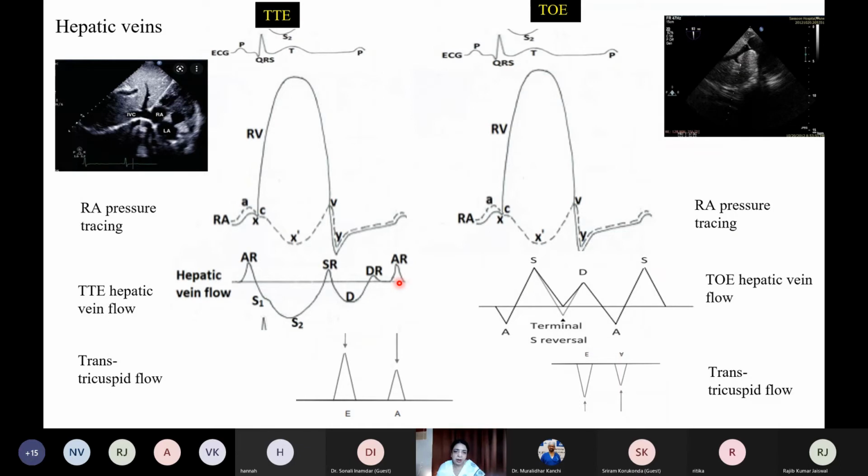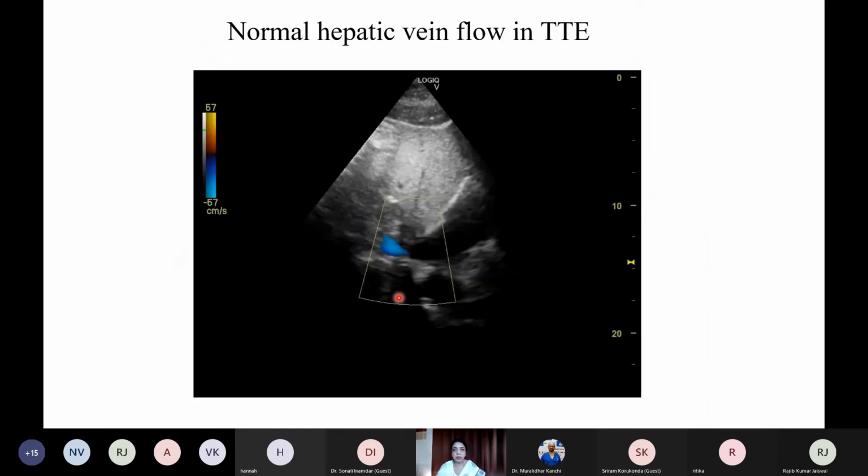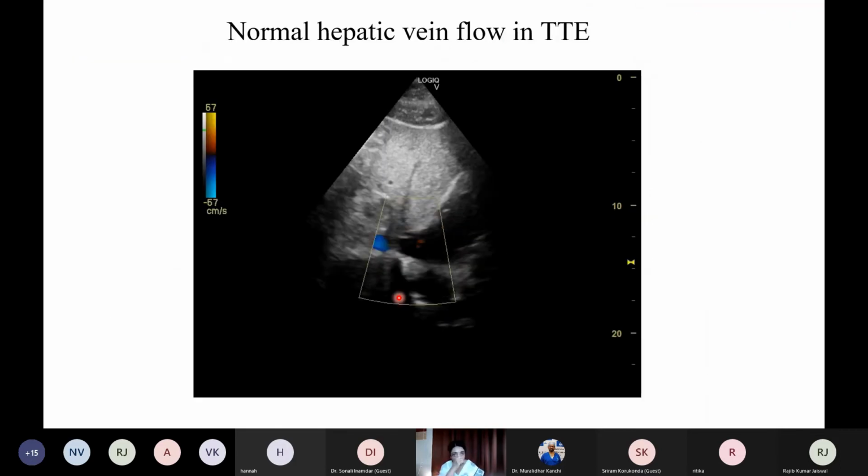So this AR very meticulously coincides with the atrial flow across the atrioventricular valve. So one has to remember that this is the diastole, and E and A coincide with D and atrial reversal. This is the important concept. If you remember this, things will be much easier. So this is a normal hepatic vein.